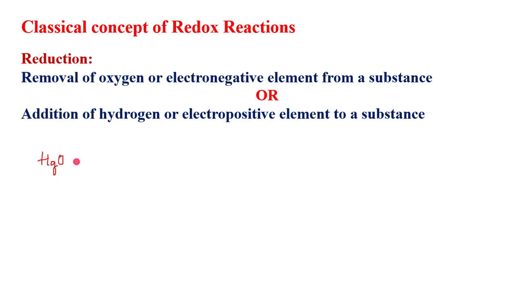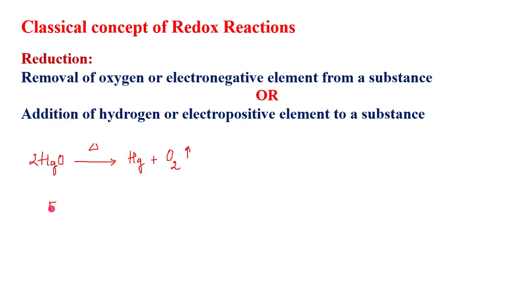mercuric oxide, if you strongly heat it, you will get Hg plus O2. Oxygen gas will be given out. So what you are doing is you are removing oxygen from this substance. What it will be called? Removal of oxygen is called as reduction. Removal of oxygen is called as what? Reduction. Okay. Or electronegative element.